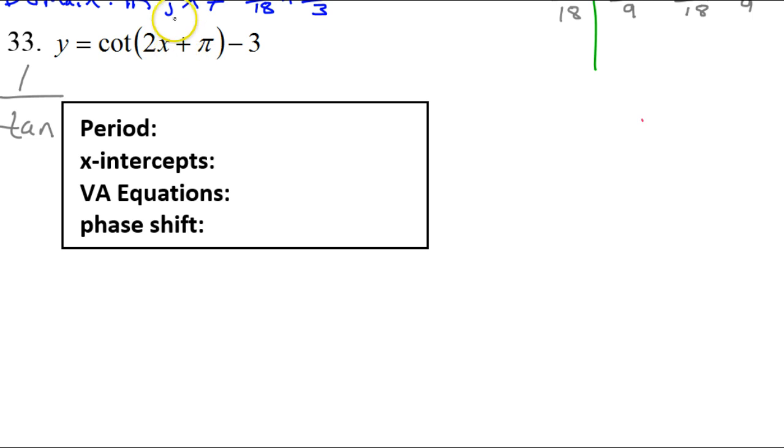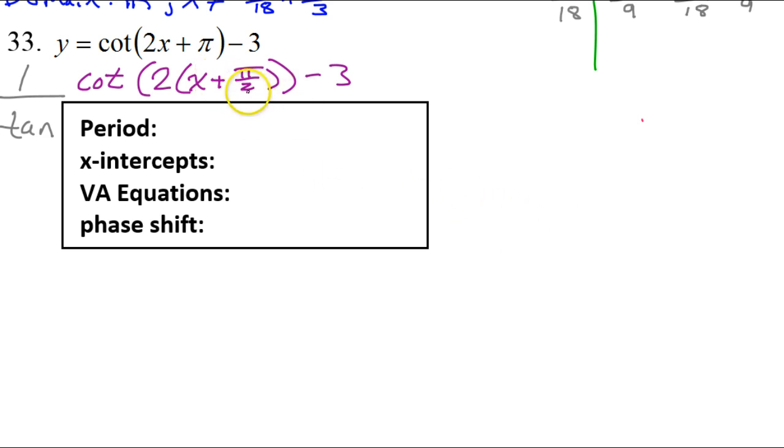I need to rewrite the equation before I do anything else. So this b value needs to come outside of parentheses. So I'm going to pull the 2 out there, and then inside I'm going to have x plus pi over 2. All right, so I'm going to have all of that and then the minus 3. So this is really the function that I'm about to graph.